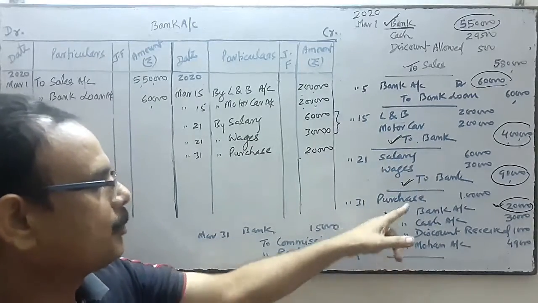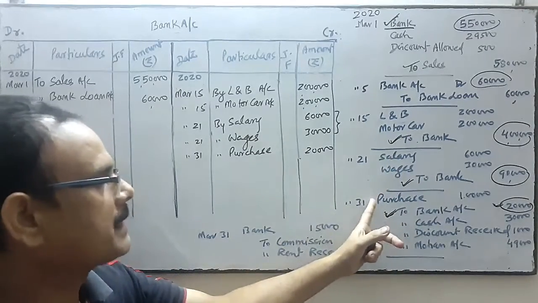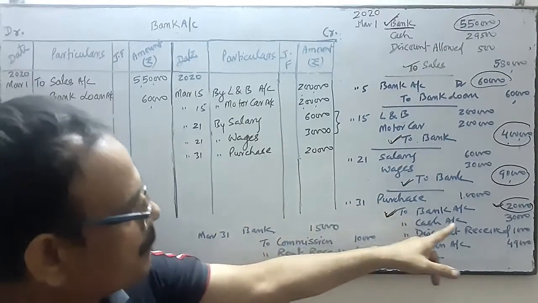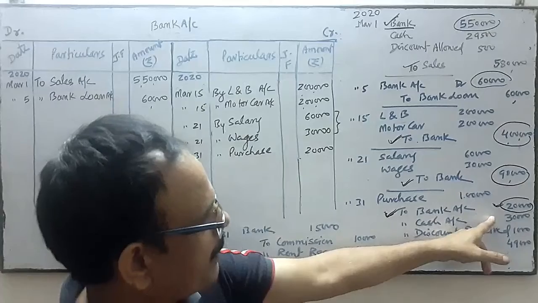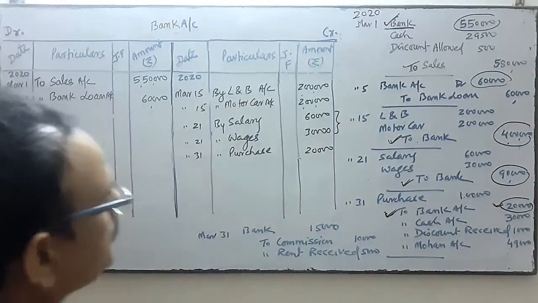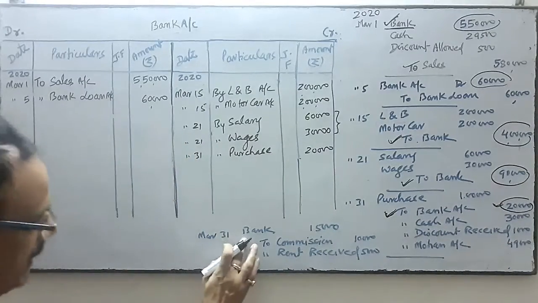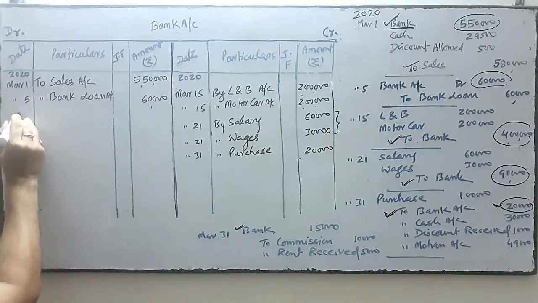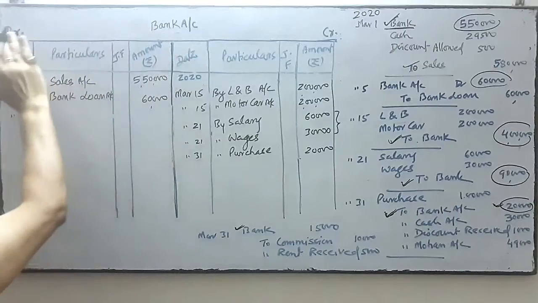Bank is on credit. So the opposite side means debit side. Which account? Purchase account. By purchase. And which amount will we write, this amount 1 lakh or 20? We will write 20,000. Okay, 20,000. Next, bank is on debit. Here see bank is on debit. So March 31st we will do the posting in the debit side.